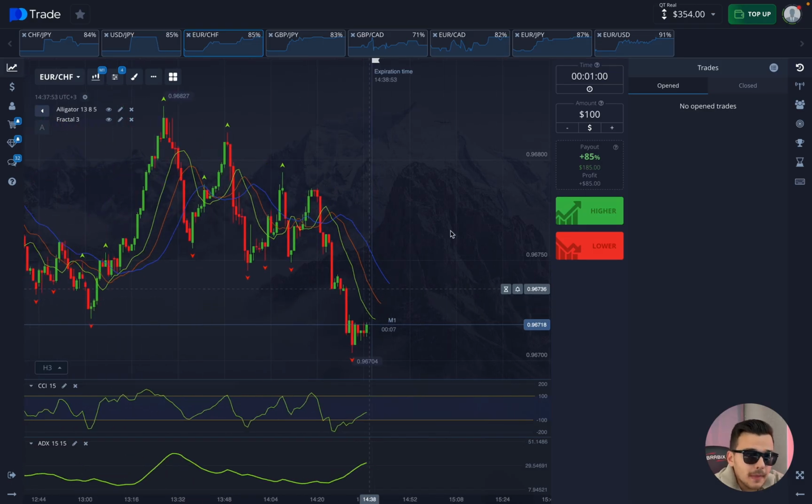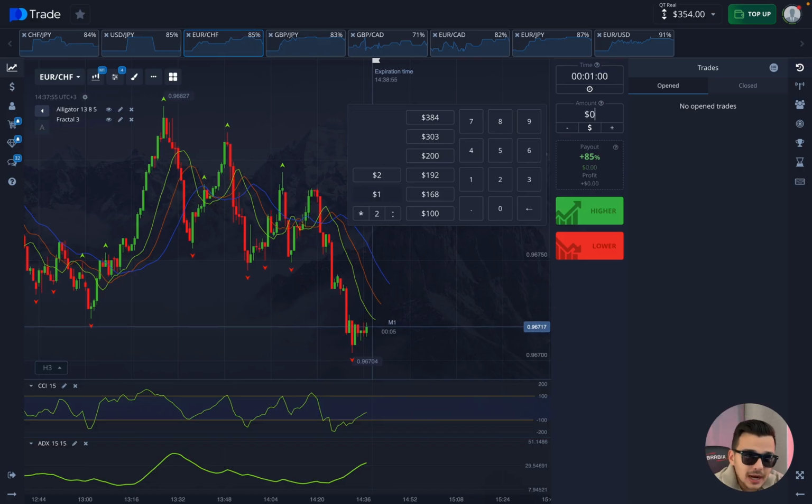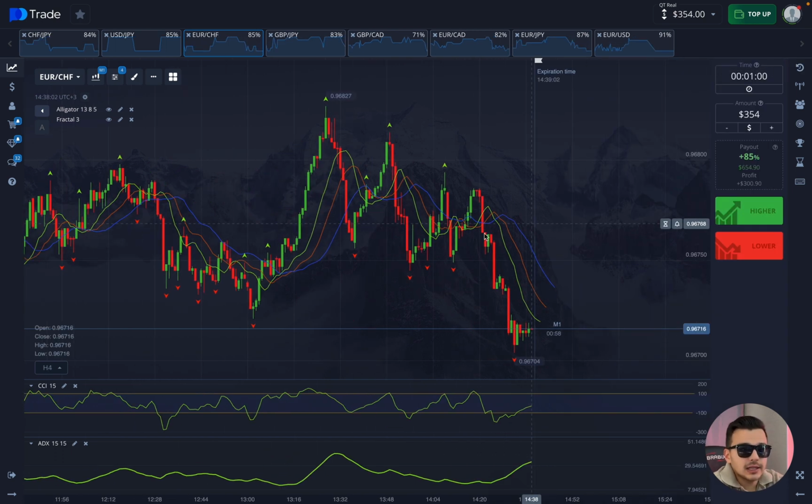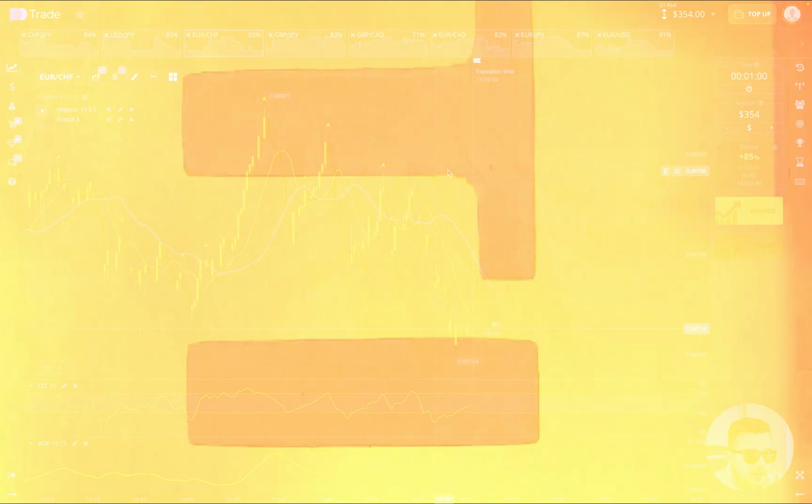Now I will put the maximum of my balance, the maximum amount, to come out to a good profit on today's trade. Let's continue to analyze and pick up the following currency pair.